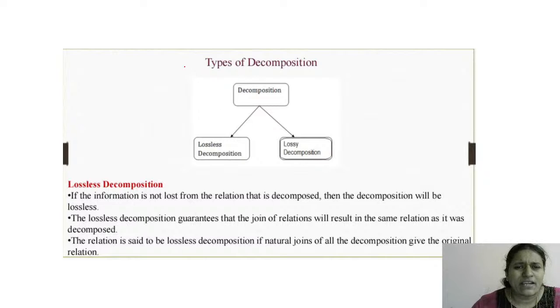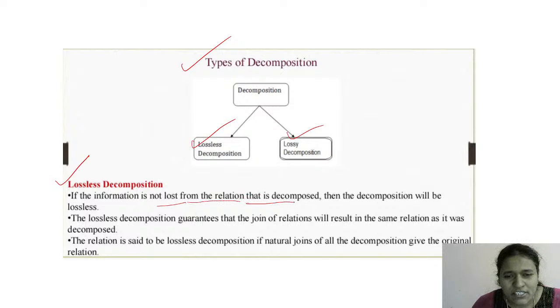Okay, what are the types of decomposition? Lossless decomposition and lossy decomposition. Sometimes we will get lossless, sometimes we get the lossy decomposition. What is lossless decomposition? If the information is not lost from the relation that is decomposed. Even though we have decomposed the relation, we have not lost any information. That is called lossless.